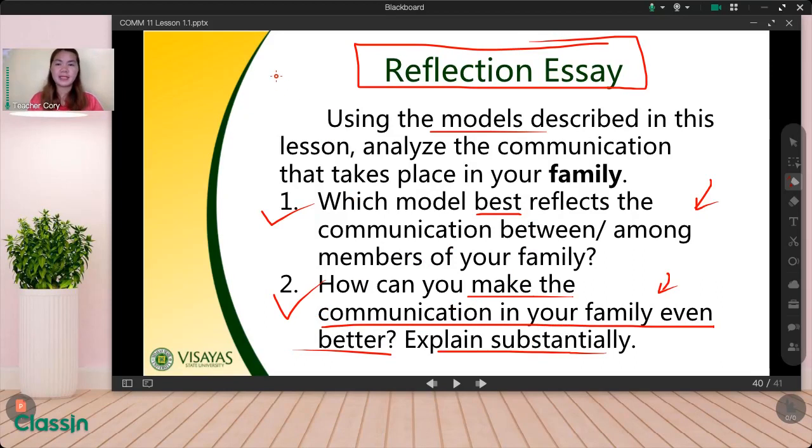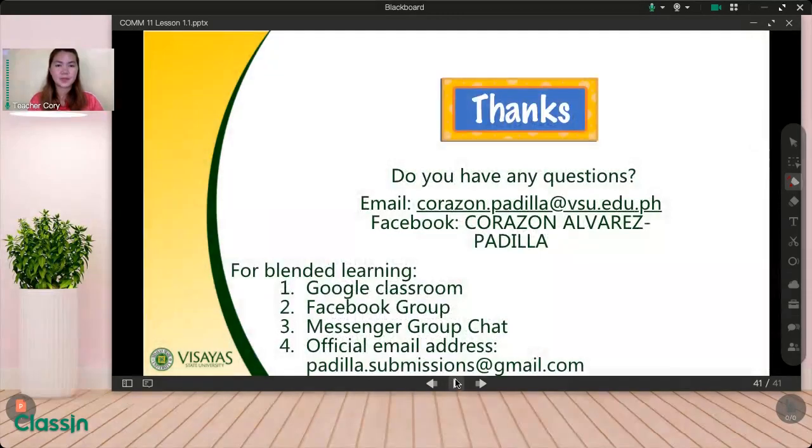All right. So you will have to write this on a one half crosswise sheet and submit this in class. Okay. So I think that's it for lesson one.